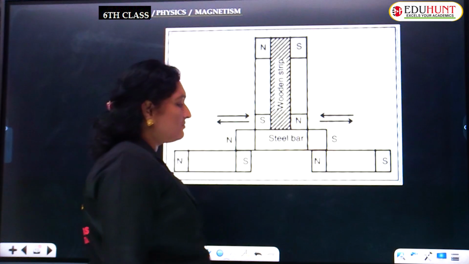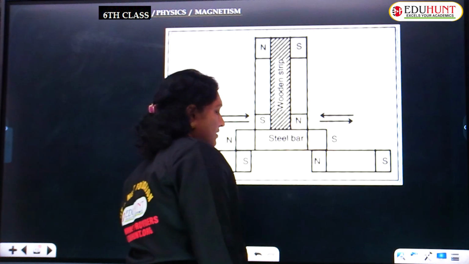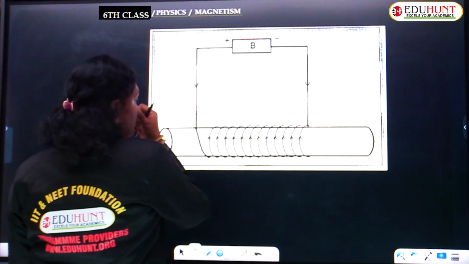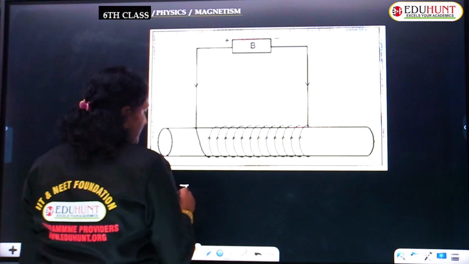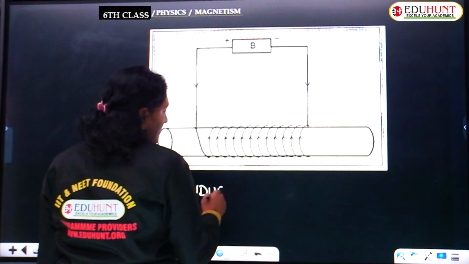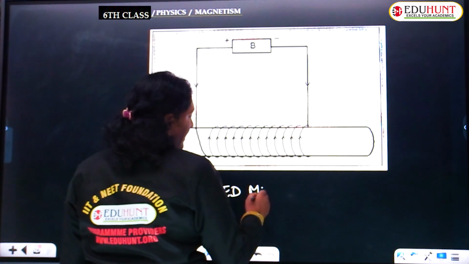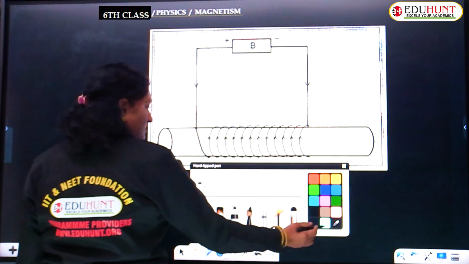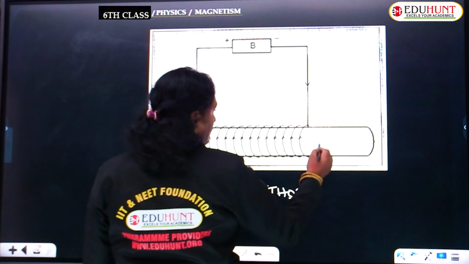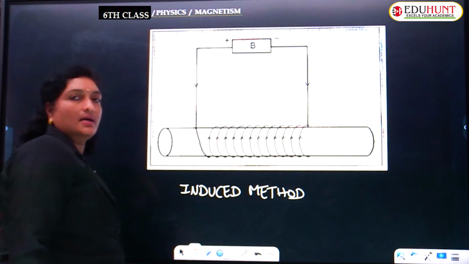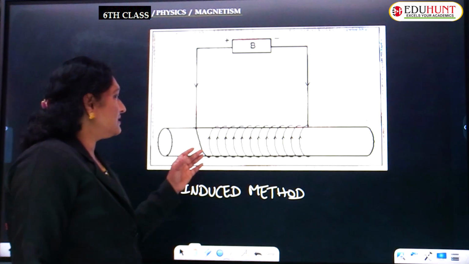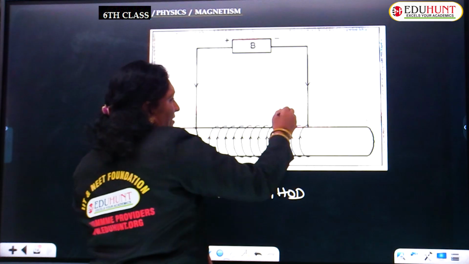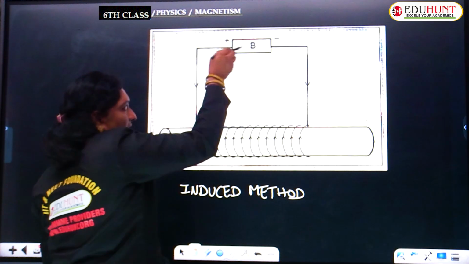Apart from that, there is one more method, children, that is called the method of induction, the induced method. So what is the induced method, children? In this case, you have to consider some material like steel or iron, whatever you consider. Consider a steel rod. On this steel rod, let us wind some copper wire as shown in the figure. This is a copper wire wound around the steel rod.